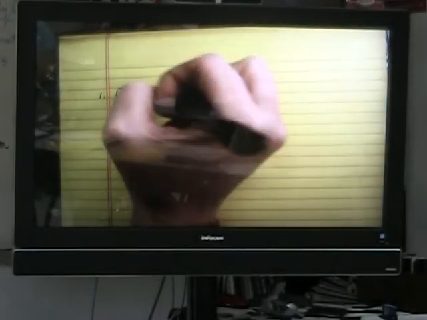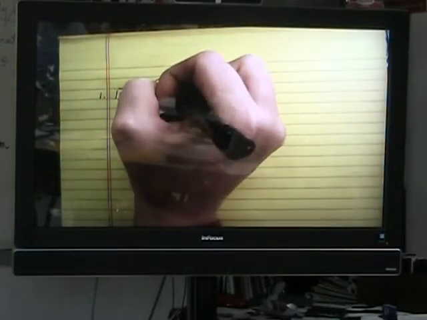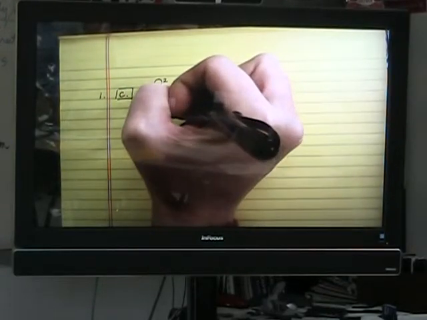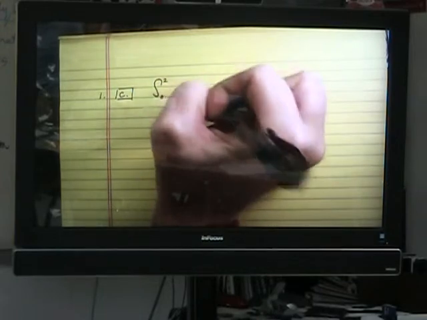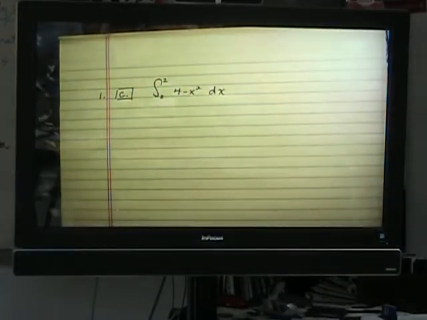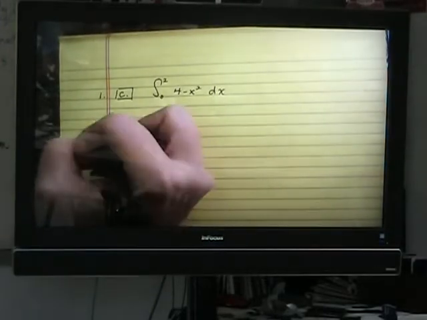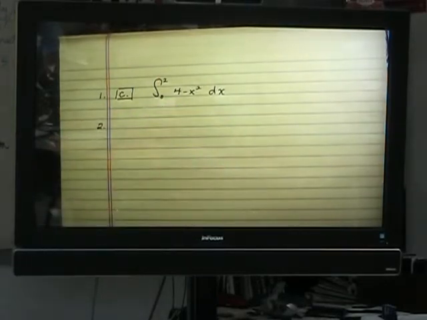So if you missed number one, I want you to put C. I also want you to write out what the expression should look like: 4 minus x squared dx. Then I'm also going to do number two. Number two was the second most missed question on the test.